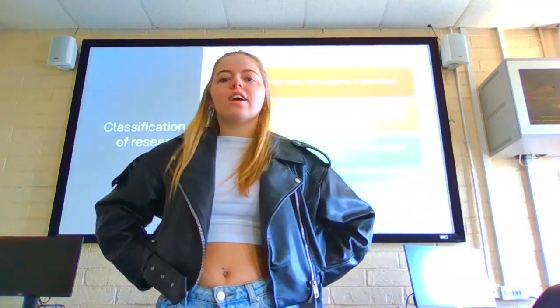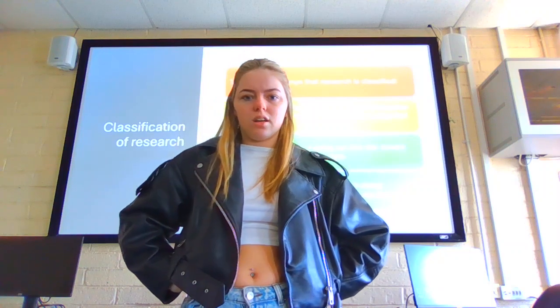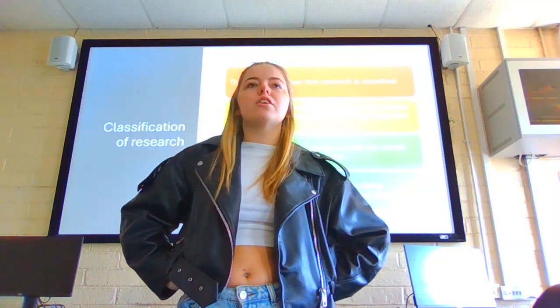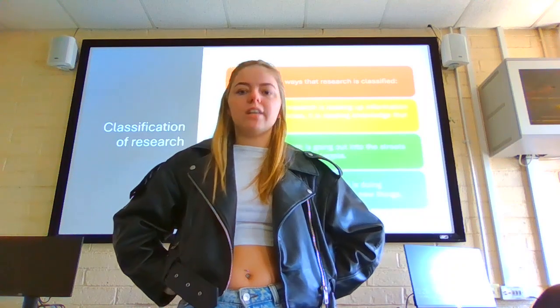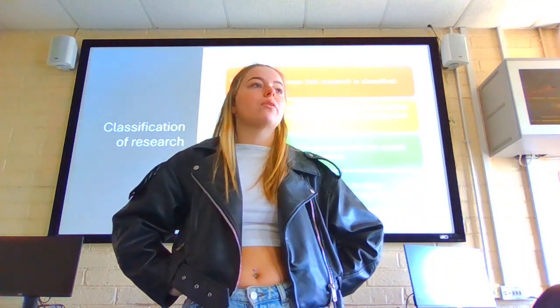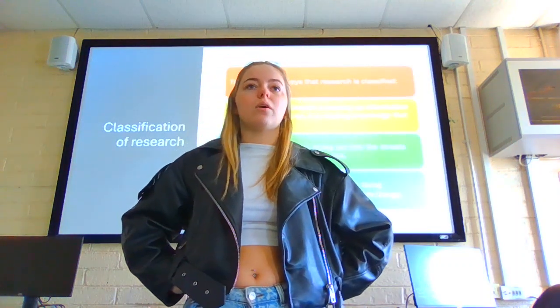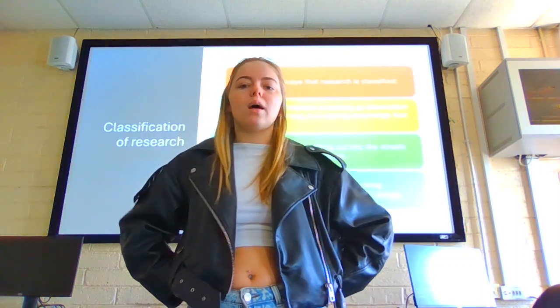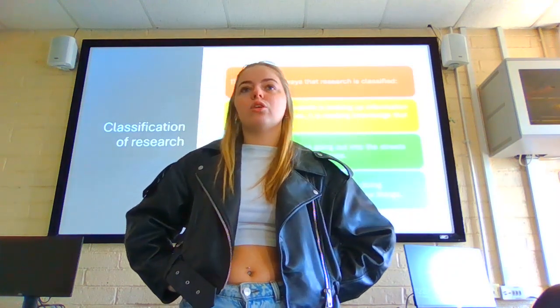Classification. There are three ways that we classify research. Library. Library researchers look up information in books and articles. There is reading knowledge that already exists. Field researchers go out into the streets and find data, or gather data from people on the street. Laboratory researchers do experiments in the lab to discover new things.